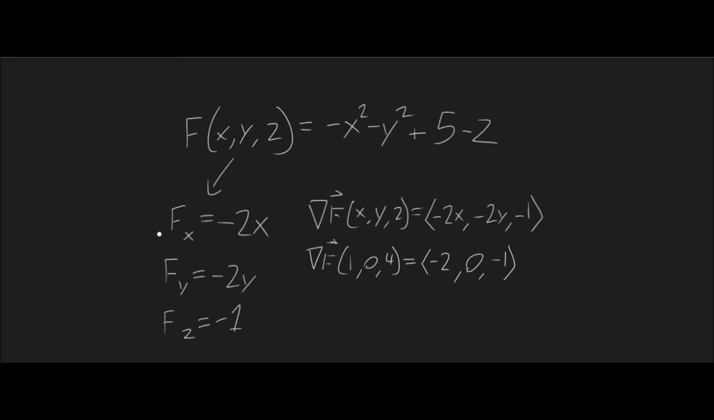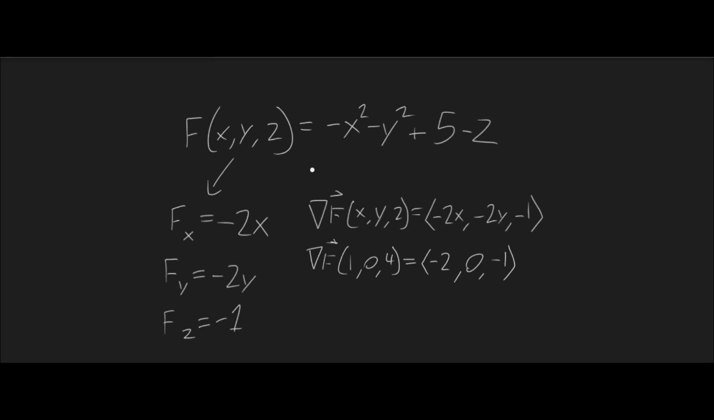So the x derivative of F is negative 2x. The y derivative is negative 2y. And the z derivative is negative 1. So our gradient is going to be negative 2x comma negative 2y comma negative 1. And our gradient at the point 1 comma 0 comma 4 will be negative 2 comma 0 comma negative 1. And this vector will be perpendicular to our level surface.